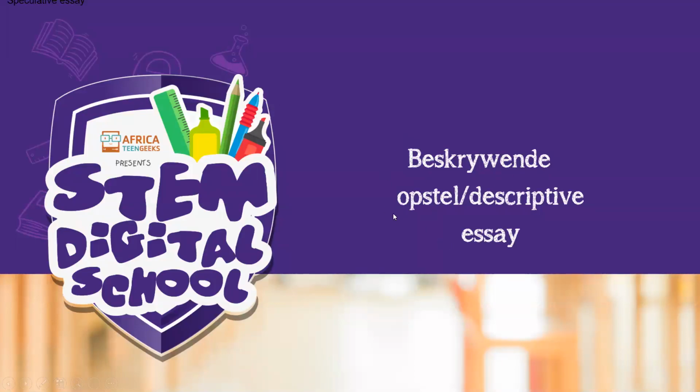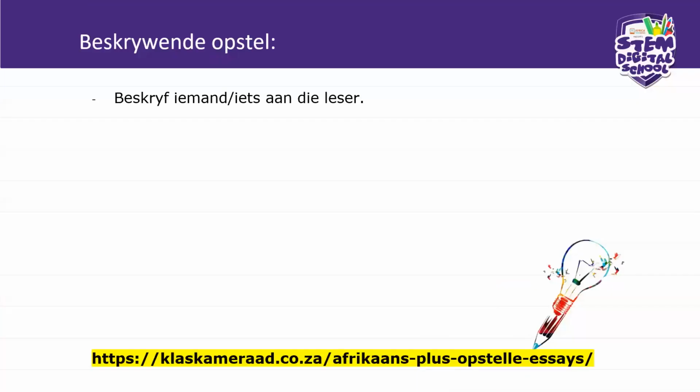Okay, so a beskrywende opstel is a descriptive essay. Please pay attention. There is a difference between a verhalende opstel and a beskrywende opstel. A narrative essay tells a story, whereas a descriptive essay describes something. It can also be a story, but you'll see now. In a beskrywende opstel, you're describing something or someone to the reader. So you can also describe the stormy night or how the boy on the skateboard looks, for instance.